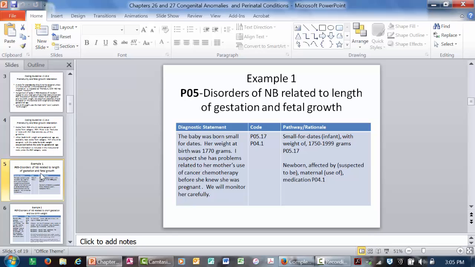So I have the rationale and the pathway here on the right. We're going to look up small for dates, and using the range of weights that's given, P05.17, and the newborn affected by the maternal use of medication. There was no subterm for chemotherapy, so I chose the medication subterm as the closest thing.